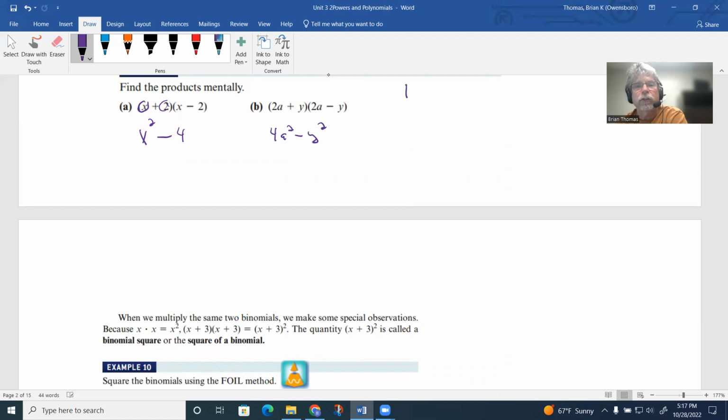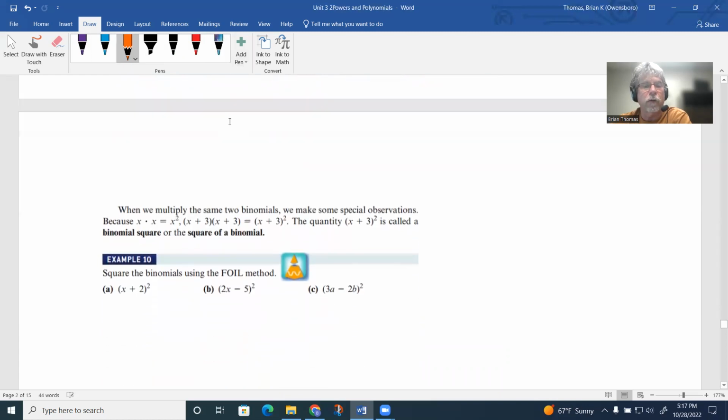Some people treat it as just FL. Don't worry about the FOIL, just do the F and the L. So the other way of doing it is just say 2a times 2a and positive y times negative y. That's because remember the outer and inner are just going to drop out anyway. So this is more like FL. That's the other way to do it. So it's either way, it can be done rather quickly. It's a kind of a shortcut one.